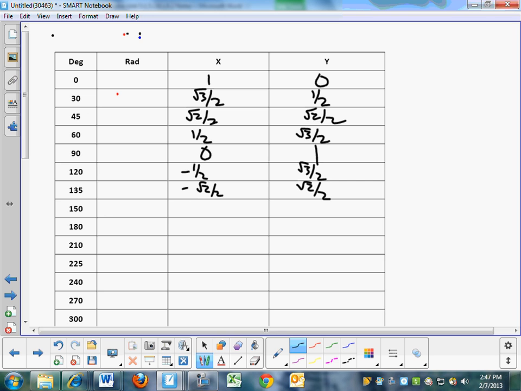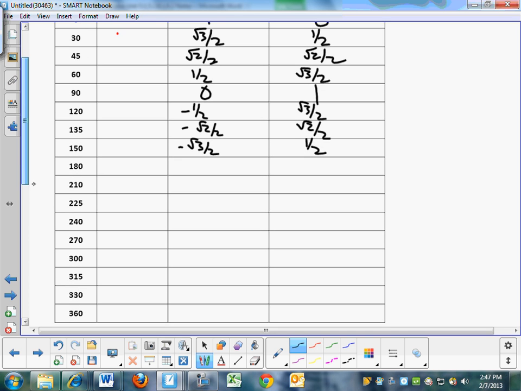Yes, exactly. 150 is going to be another 30, 60, 90. Do you want to make a prediction about what values it will be? Negative square root of 3 over 2 and 1/2. Good. See, all the y values are positive so far because I'm in the first and second quadrants. What's going to happen when I enter the third quadrant? They'll both be negative. And when I get to the fourth, just the y will be negative.